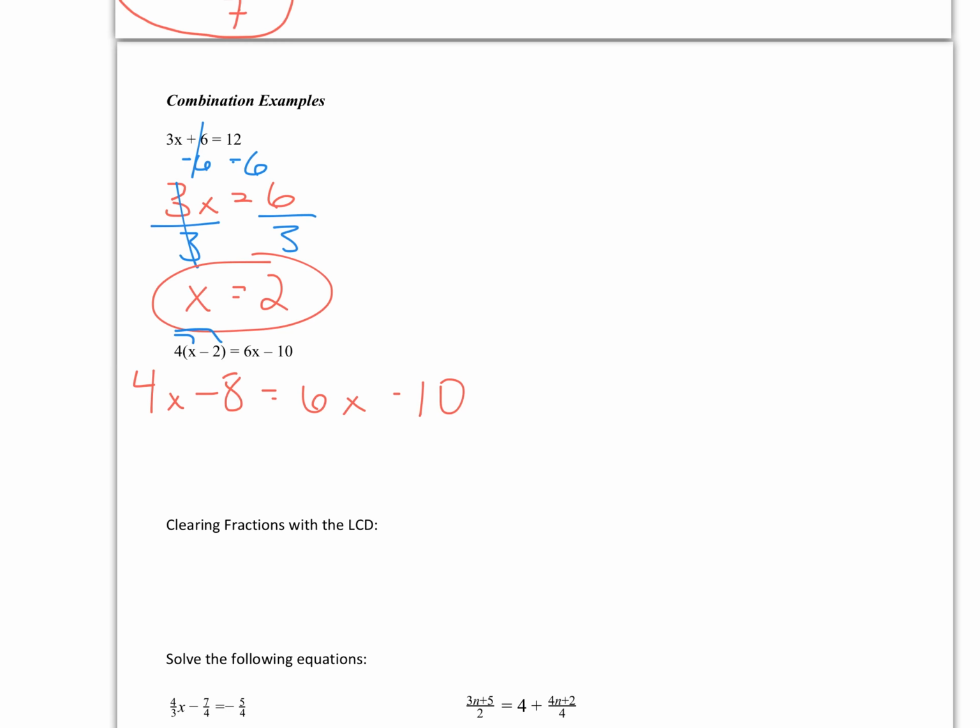Now we've got x's on both sides. Whenever you see variables on both sides, the strategy is going to be let's get the variable to one side. So I'm going to take this 4x, since it's positive, and I'm going to subtract 4x from both sides. When I do that, the 4x minus 4x cancels, and I'm left with negative 8 on the left. 6x minus 4x is 2x. I'm going to bring this up here and continue.